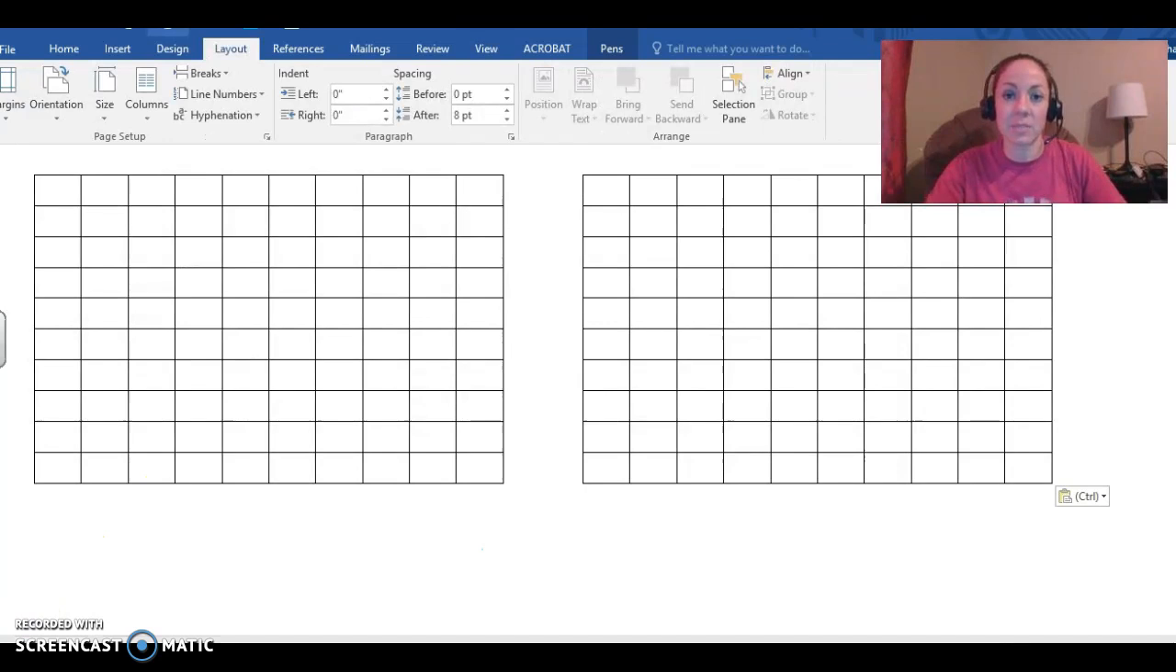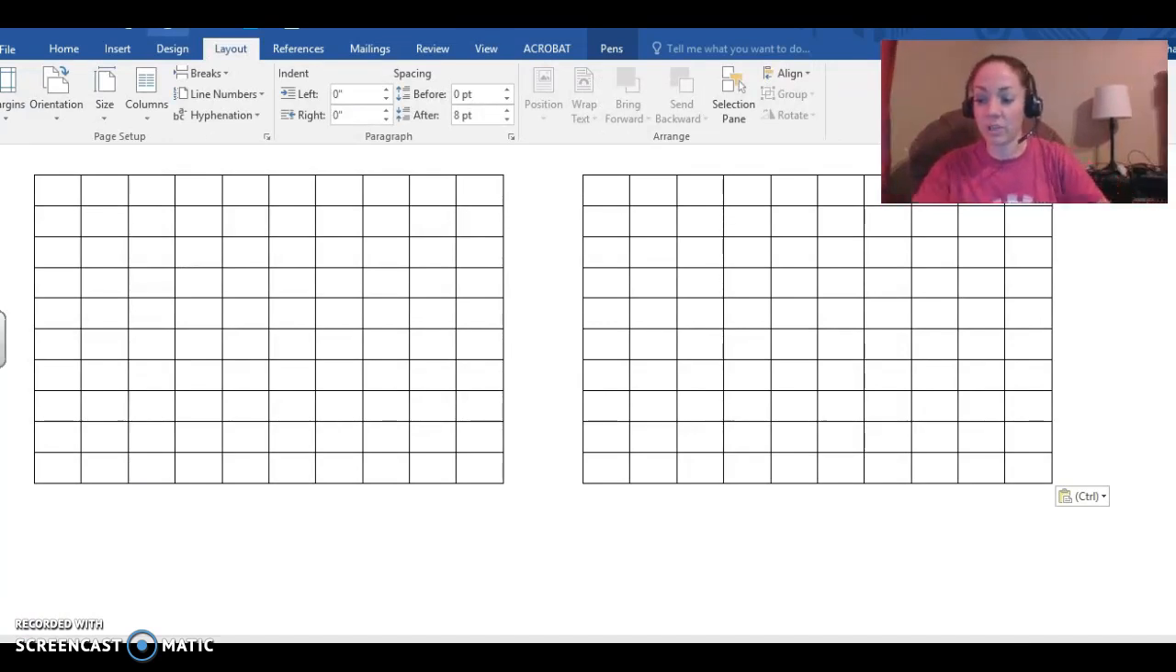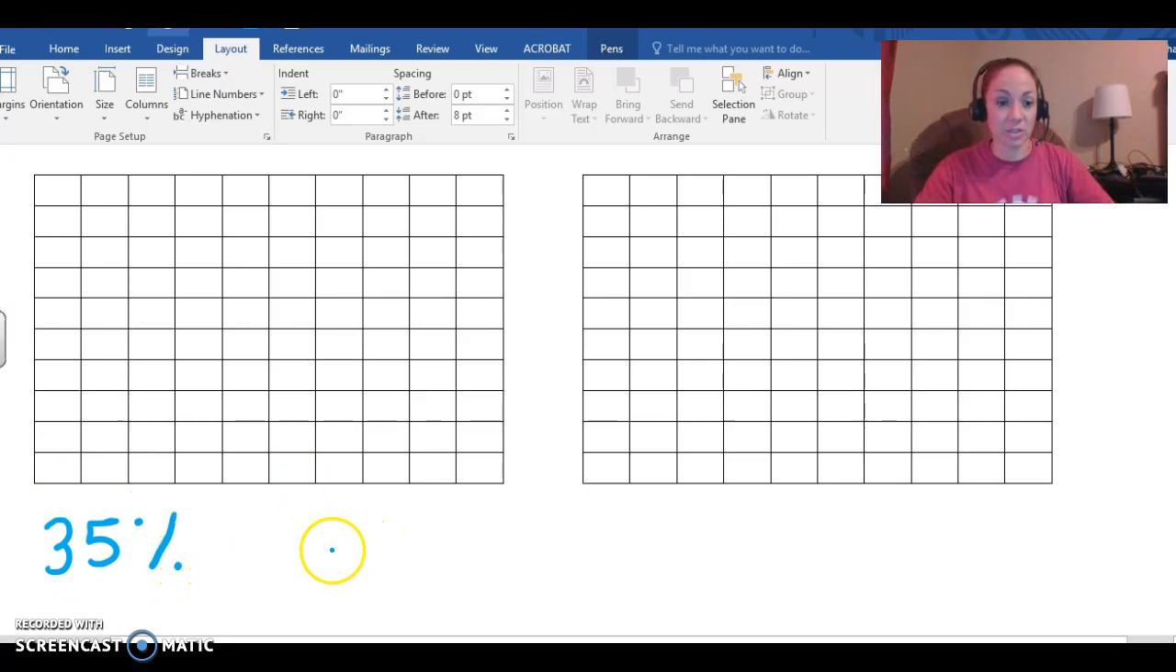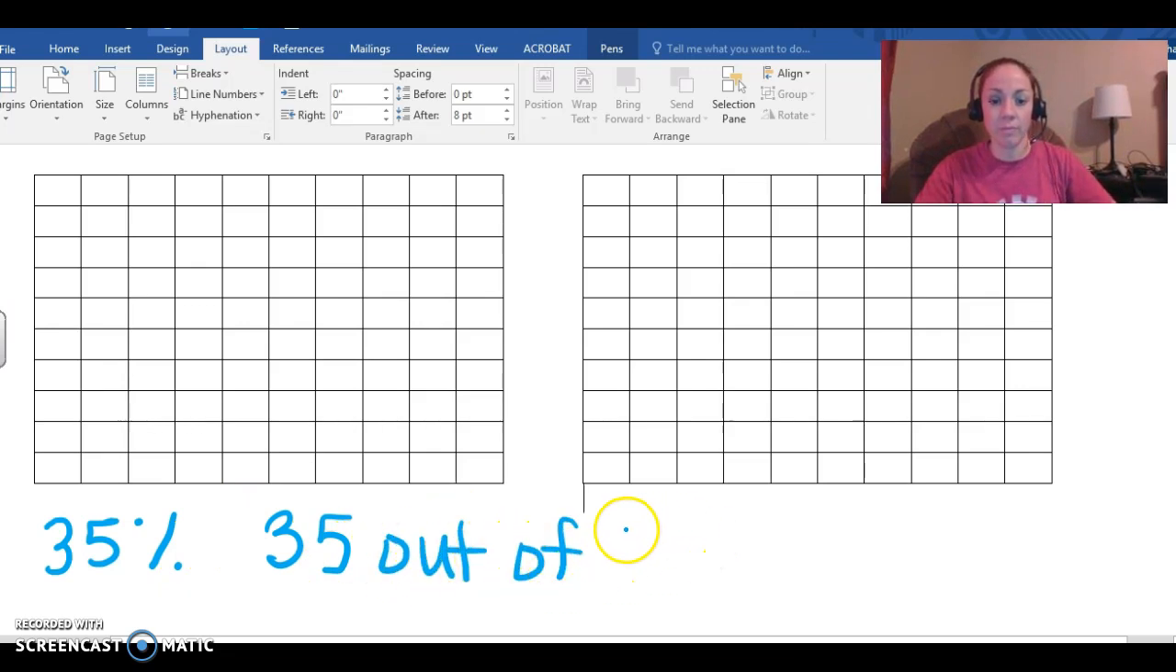So a percent is basically a part-to-whole ratio with 100 always being the whole. So let's say I give you 35%. Boom, there it is. That also means 35 out of 100, just like a ratio. If I want 35% shown as a fraction, it would be 35 over 100.